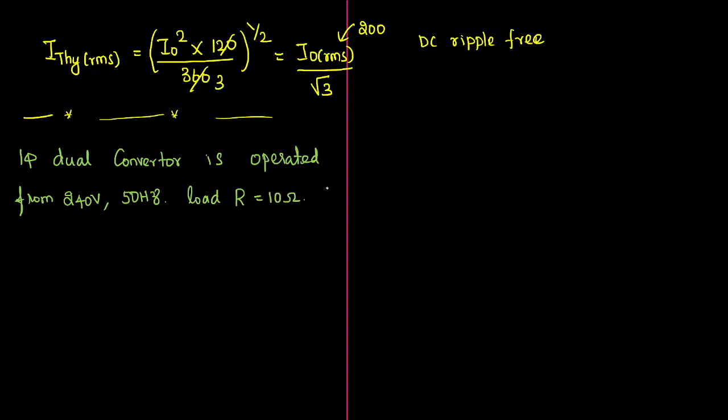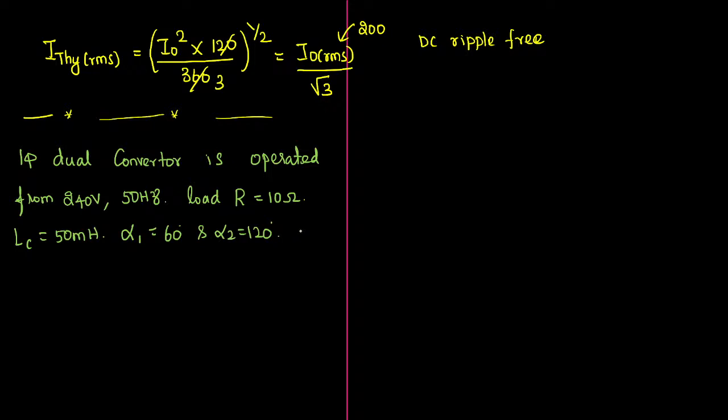The circulating inductance: in a dual converter there is one inductance called the circulating inductance. That value is given as 50 millihenry. For the firing angle alpha in a dual converter, there will be two conductions, one from right to left and another from left to right. So alpha 1 is given as 60 degree and alpha 2 is given as 120 degree.